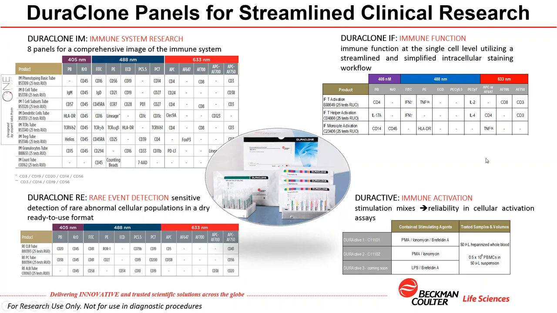We also have a variety of assays that are more directed towards cytokine production, for example, and that have to be used together with stimulator tubes, which are prepared in the same format as really pressure stable reagents.